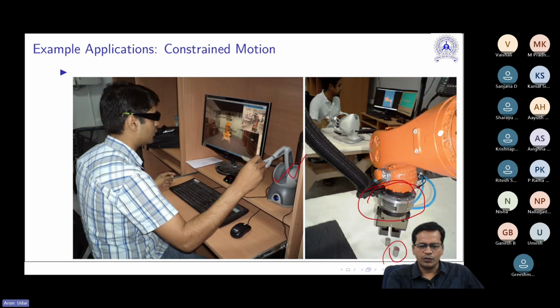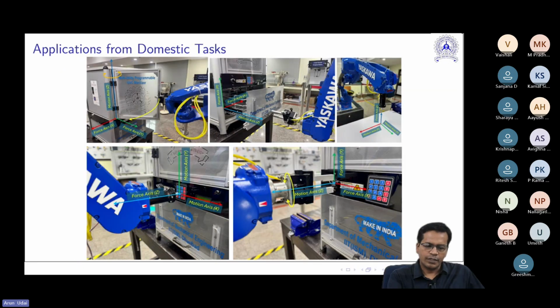So this fellow is trying to use a Novint Falcon 3-DOF haptic device to take up a pellet and insert it in a hole, and this one is trying to move the robot in the workspace using a haptic device. So both are using a haptic device. So constrained motions should reflect some kind of forces also to the device.